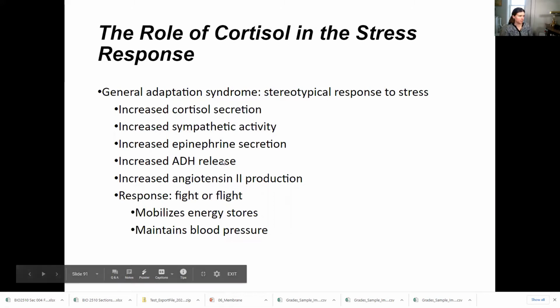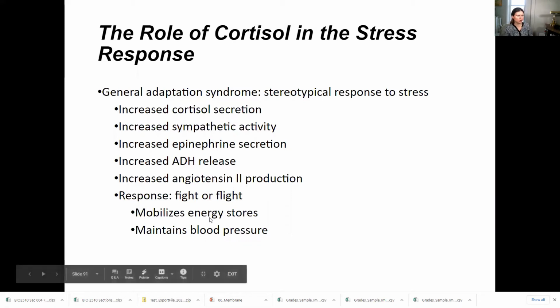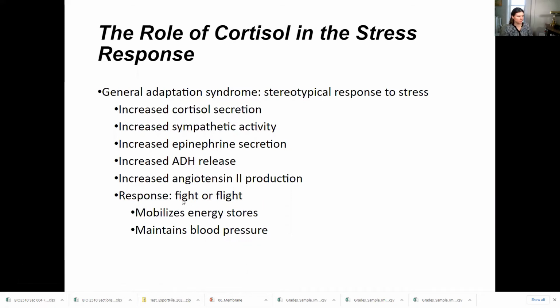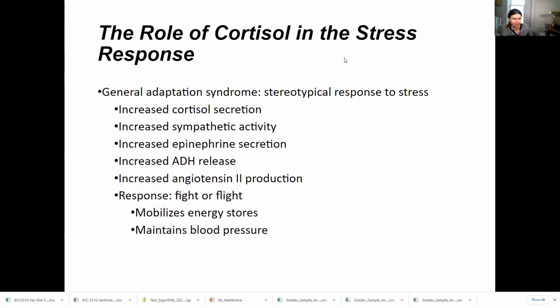There are some other things we're going to see released at the same time: ADH, one of our hormones from our posterior pituitary, and angiotensin 2. But the whole goal is this fight or flight response, so anything we associate with that is going to be released at the same time. Our goal is to mobilize energy stores, to start breaking down glycogen, like when we were talking about the post-absorptive state. And we're trying to maintain blood pressure because we're going to try to keep all our systems going in order to address whatever's stressing us out.